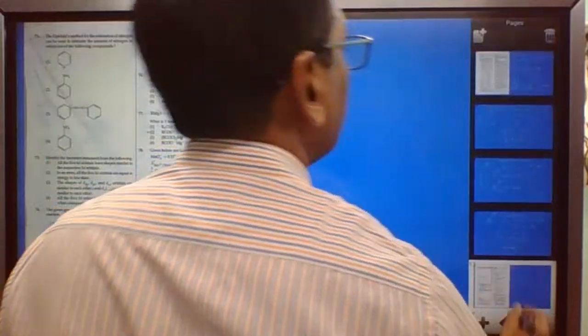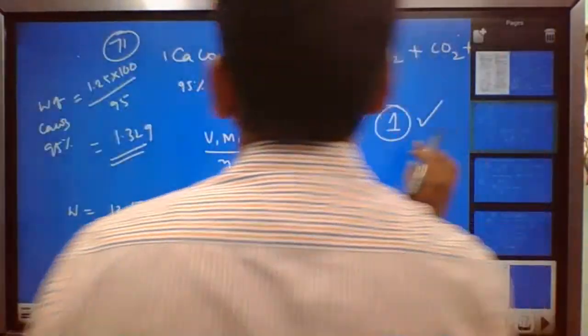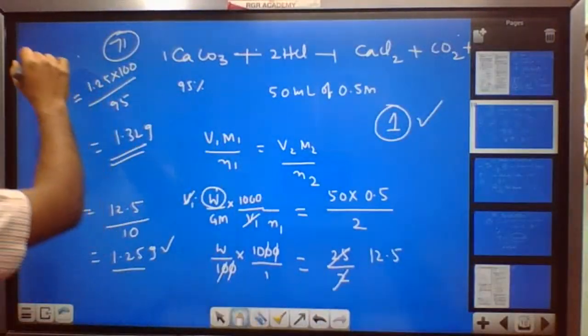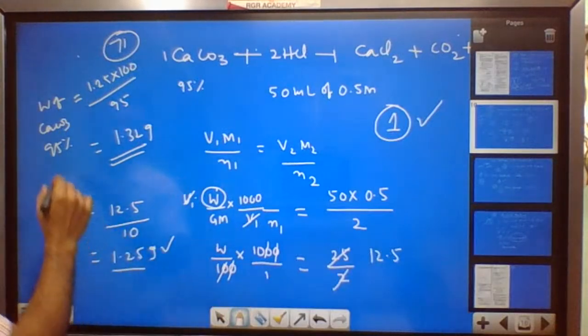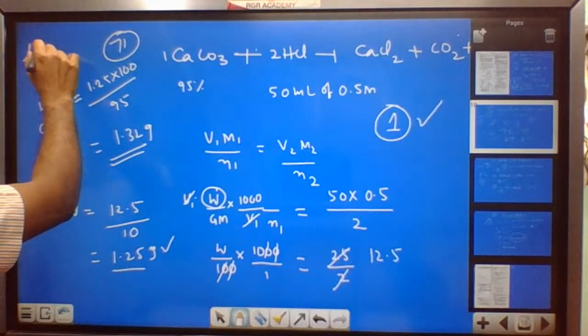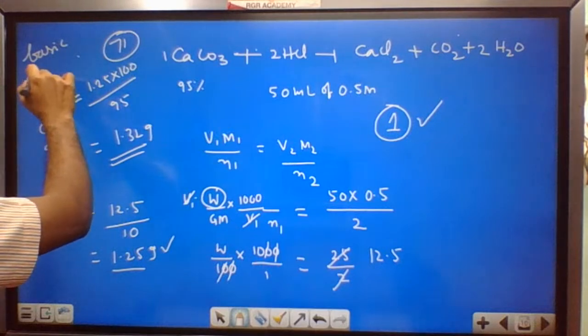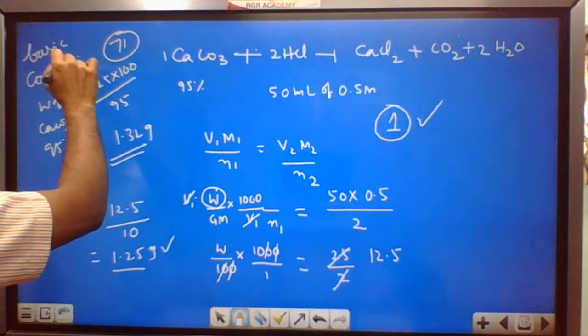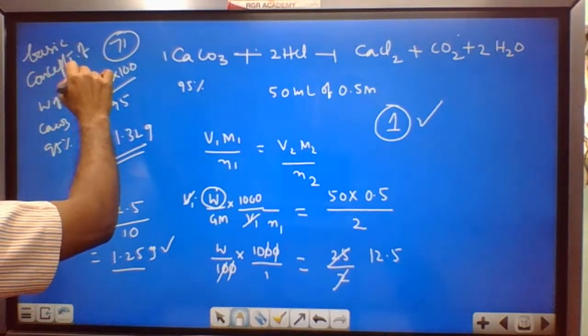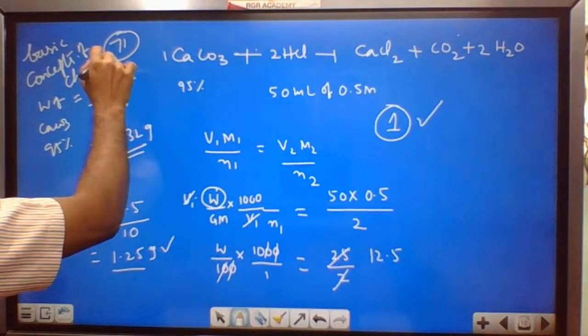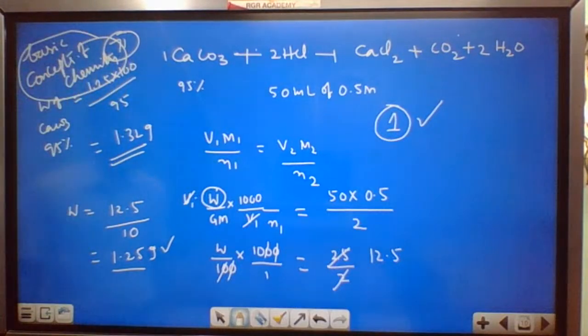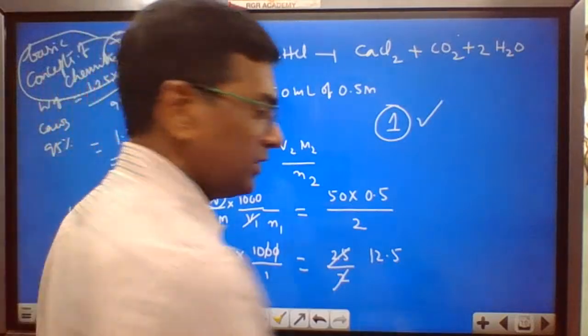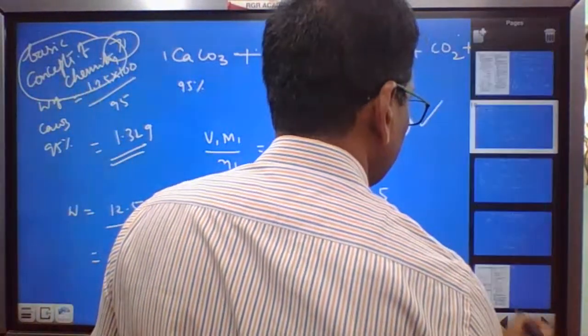Next, go to the next page, that is 72. Remember, this is given from basic concepts of chemistry. First chapter of the 11th class. Okay, then go to the next page.